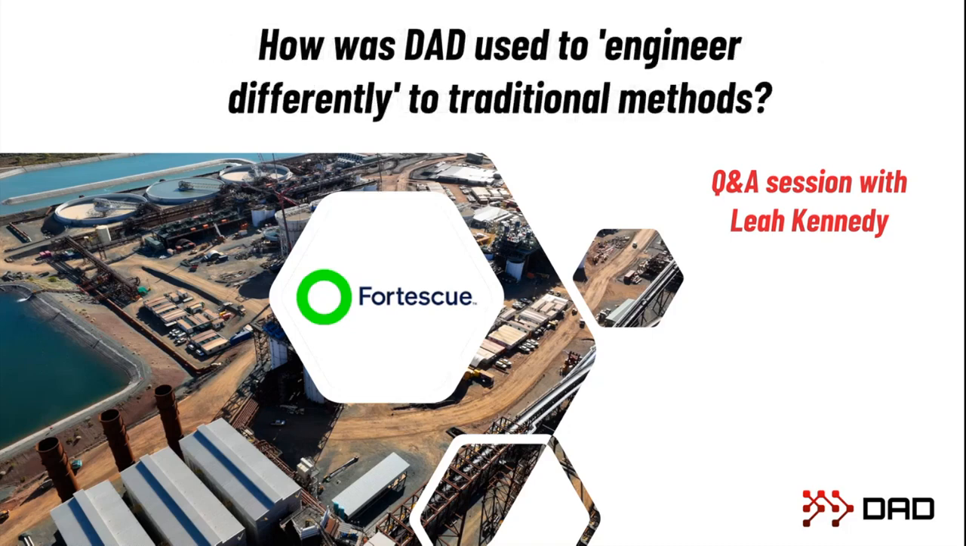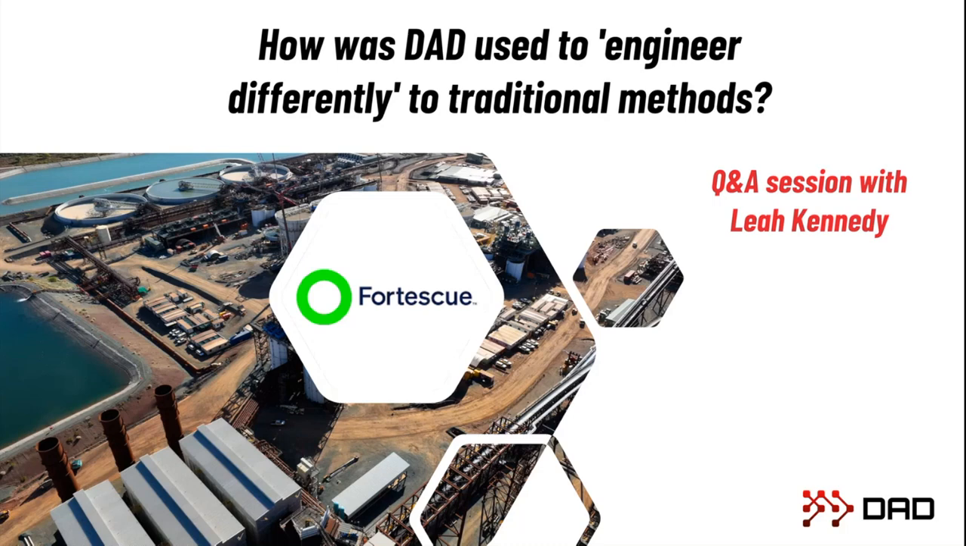Let's talk about the design phase. Surprisingly, when following the traditional process, teams of engineers draw the designs for these complex systems in a flat manner, much like a picture. This approach creates thousands of individual documents and drawings produced by different teams working on the system, all of which capture little bits of information about it. With this particular project, how was DAD used to engineer differently to these traditional methods?